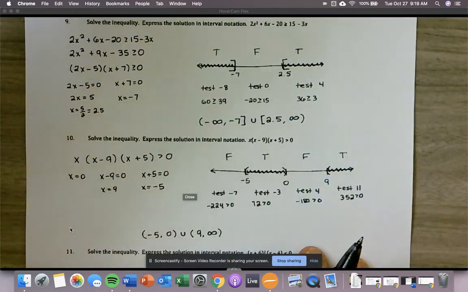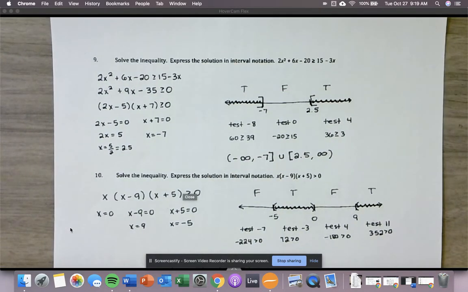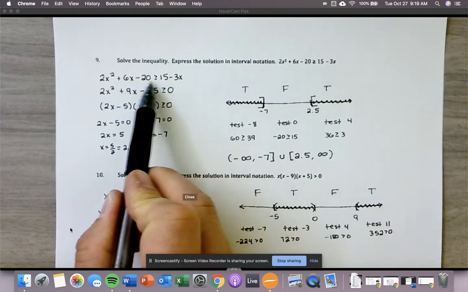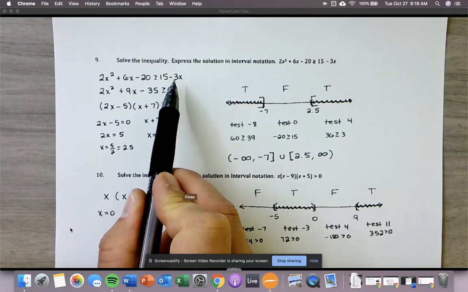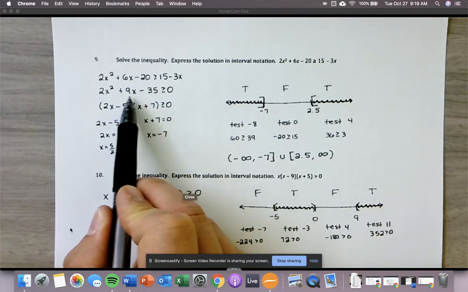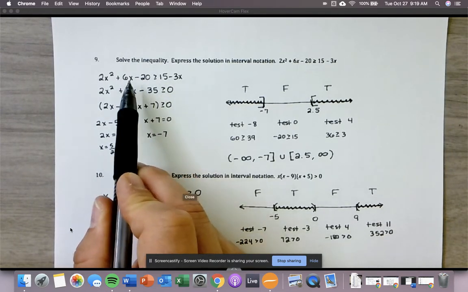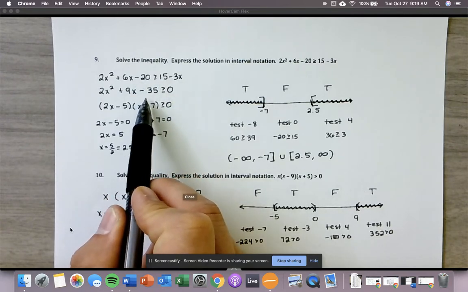Number 9, solve for the inequality. Express the solution in interval notation. Okay, so this we have to think of our steps, right? We have our inequality here. Step number 1 is solve the inequality for 0, right? So we can add 3x over, right? 6x plus 3x gives us this 9x. And then we can subtract 15 over. Right? Negative 20 minus 15 is negative 35.